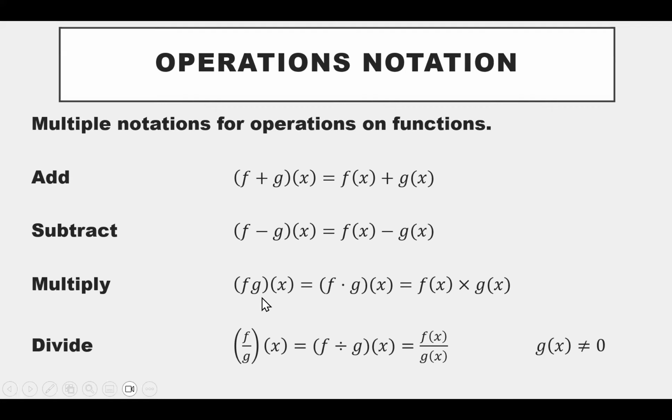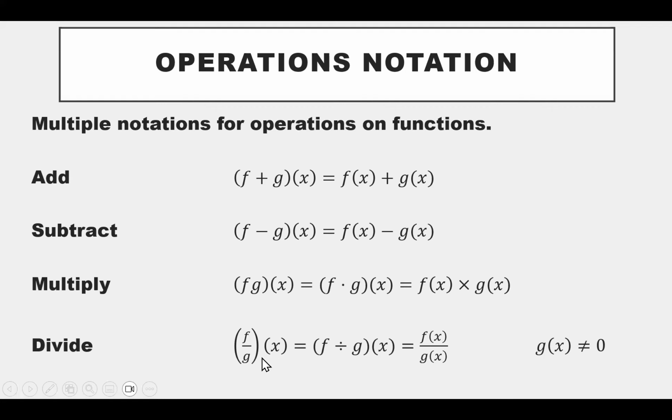When we multiply, well, we can use any symbol for multiplication that we want. F times g can just be written as f right next to g, or f dot g, or f, the cross multiplication symbol, and then g. But it just means take your output f of x and then multiply your output g of x.